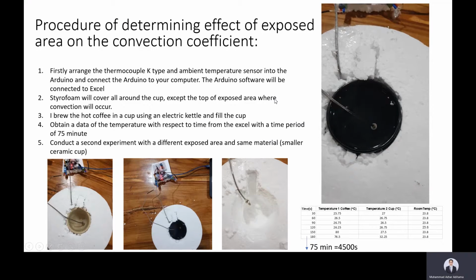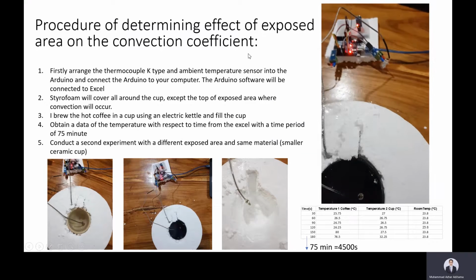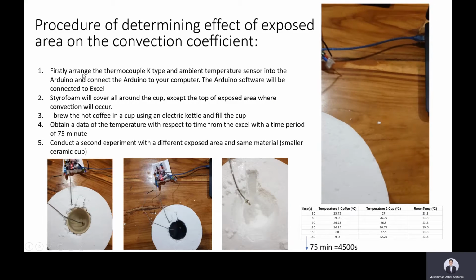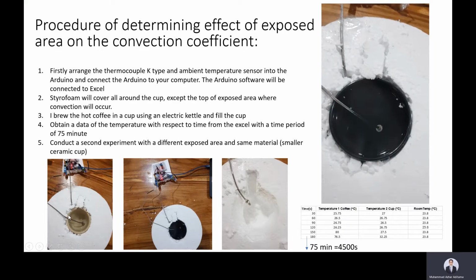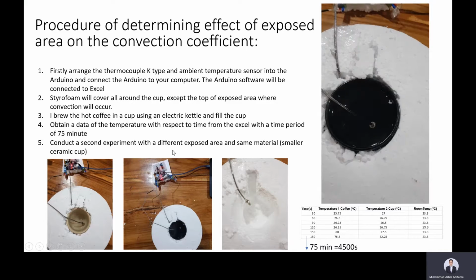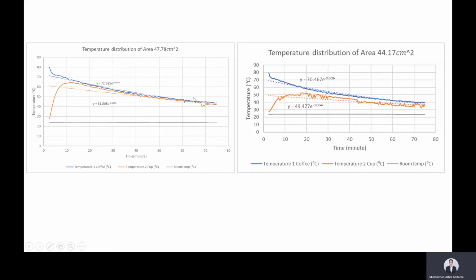This is the procedure of determining the effects of exposed surface area on the convection coefficient. I will arrange the Arduino as usual, and the styrofoam will cover all around the cup except the top, the exposed area where convection will occur. I will brew the hot coffee, and I will obtain the data of temperature with respect to time in Excel with a time period of 75 minutes as usual, and I will conduct a second experiment with a different exposed surface area. This is the temperature distribution graph.